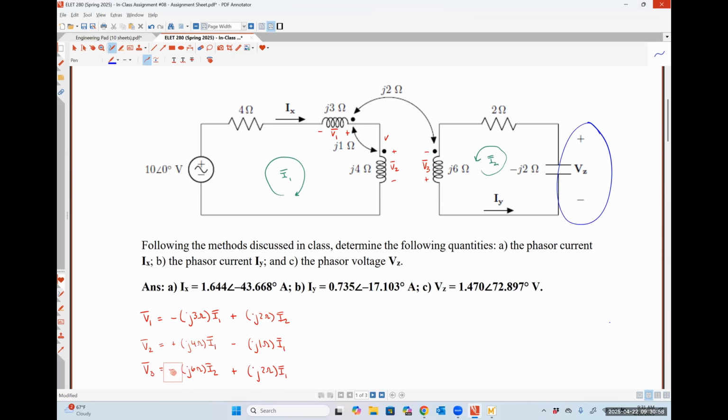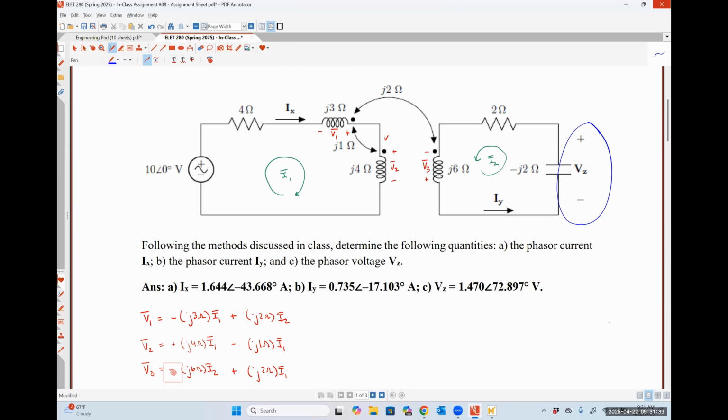For the mutual term, I've got my impedance of J2 ohms, which is my mutual inductance. The current flowing through that coupled coil is the current I2. Let's see, so the positive polarity terminal of V1 is at the dotted terminal, and the current I2 is flowing into the dotted terminal of that J6 ohm inductor. So that guy should indeed have a positive sign.